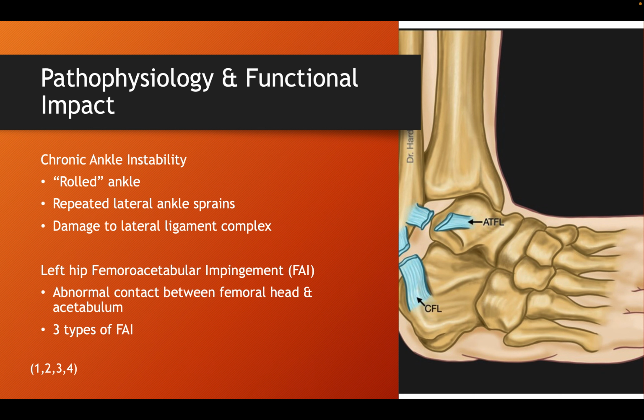Steve presented with chronic ankle instability, particularly on his left side. This can be characterized as continual lateral ankle sprains resulting in damage to the lateral ligament complex. Steve mentioned he rolled his ankle, which refers to excessive inversion of the ankle, resulting in ligamentous damage. The main ligaments that are damaged are the anterior talofibular ligament, or ATFL, which is the most commonly injured, calcaneofibular ligament, or CFL, and then posterior talofibular ligament, or PTFL, also known as the lateral ligament complex.